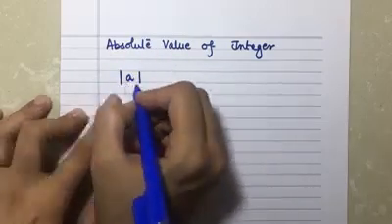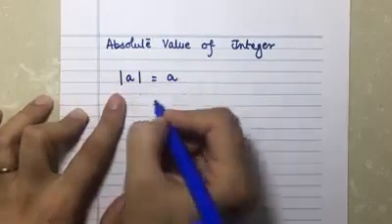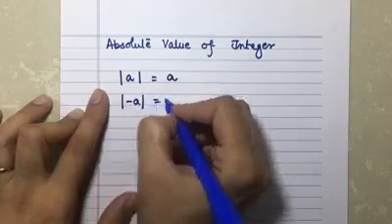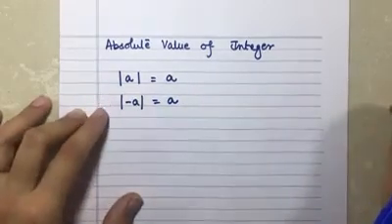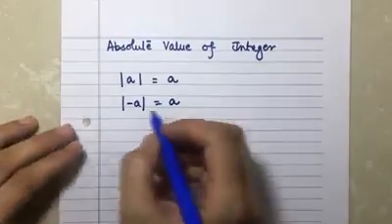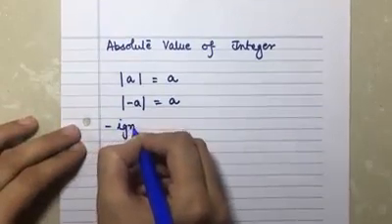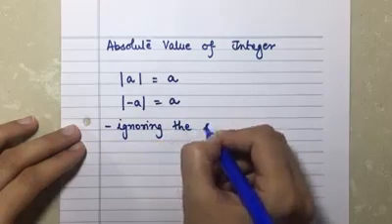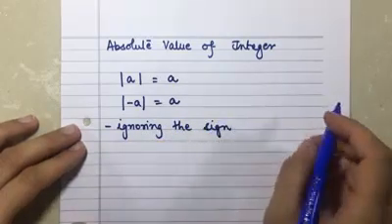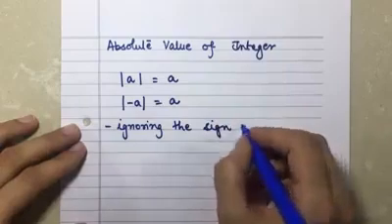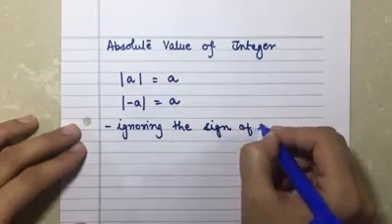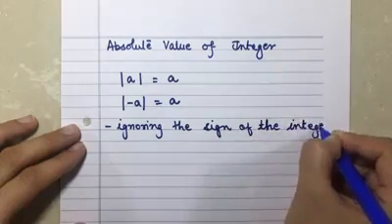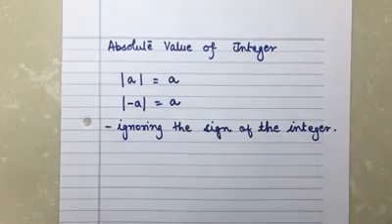So modulus of A gives us the answer A if the number is positive, and modulus of negative A will also give me the answer as A positive. So basically we are just ignoring the sign. We are ignoring the sign of the integer in the absolute value. That is the absolute value.